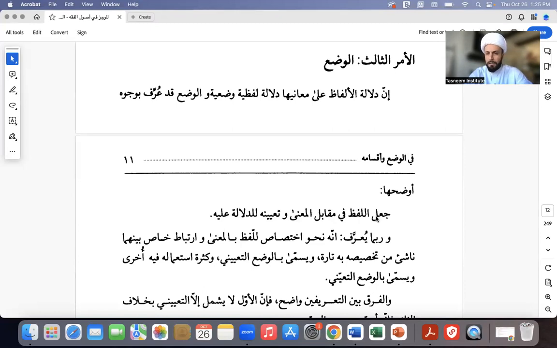This is our second lesson on the book Al-Mujaz Fi Ilm Al-Usul, a summary of the principles of jurisprudence by Ayatullah Sheikh Ja'far Al-Subhani. As I mentioned in the first session, this textbook is considered to be an introductory text, a primer into the science of Ilm Al-Usul.